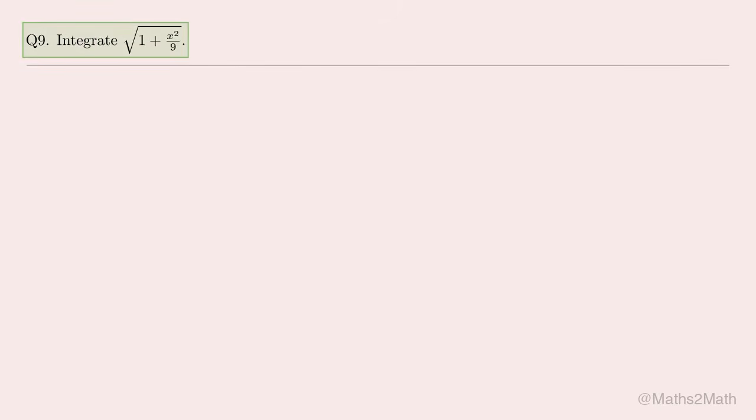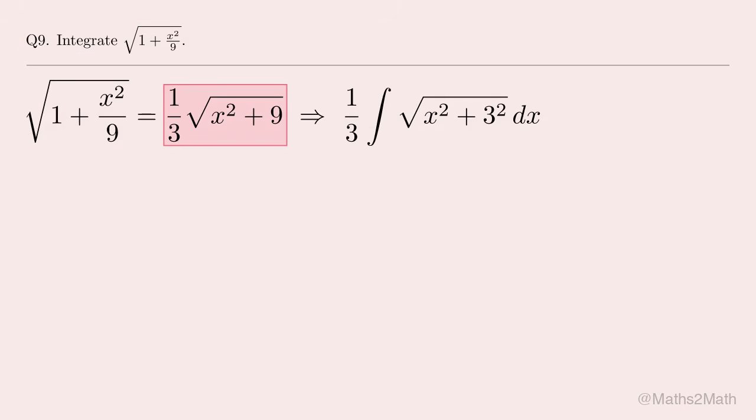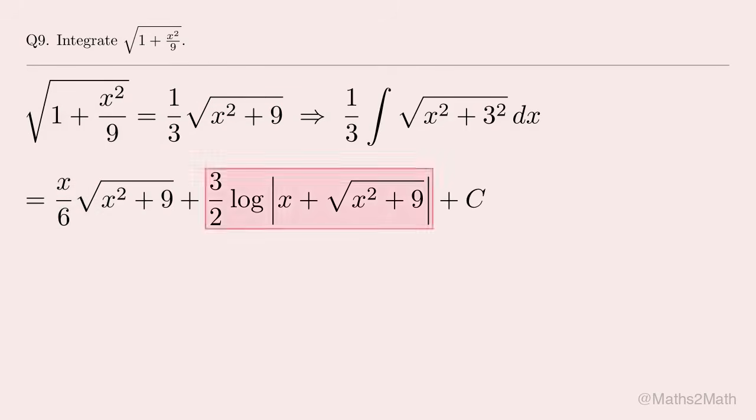Question 9. The last integration. Factor the 9 out of the root. A third of the root of 9 plus x squared. The root becomes 1/3 root of x squared plus 9. The plus formula with a equal to 3, scaled by a third.